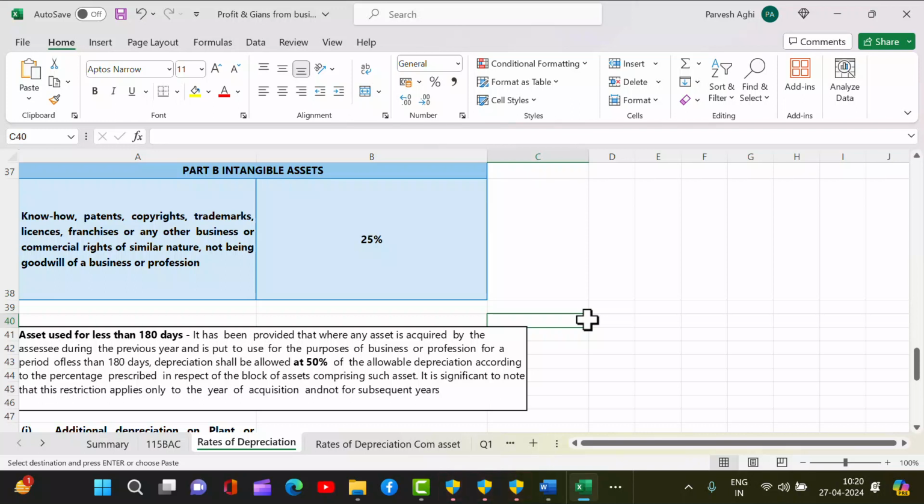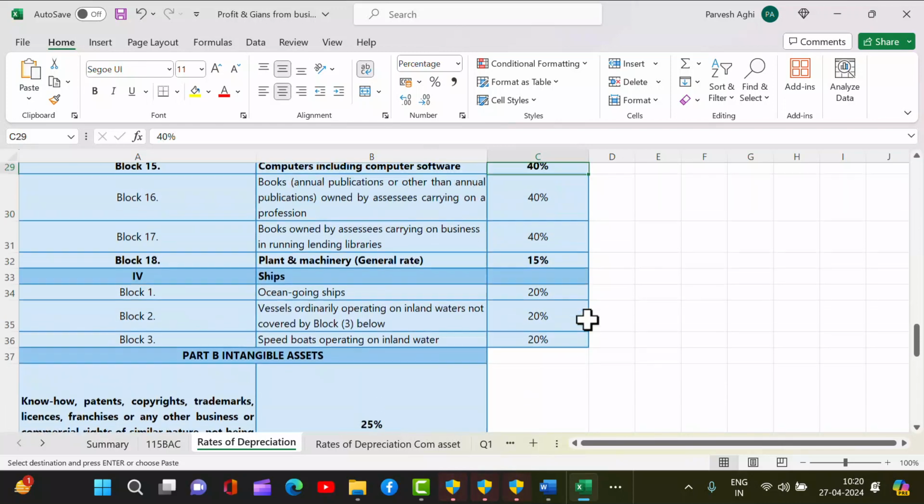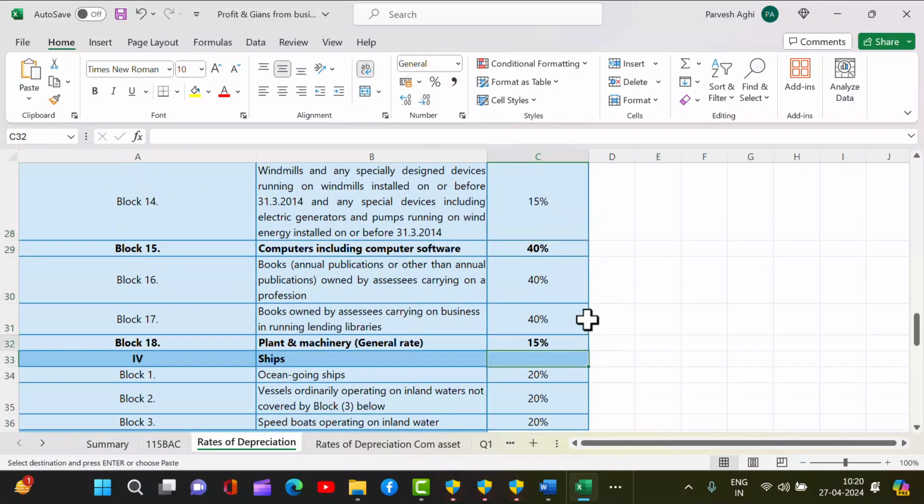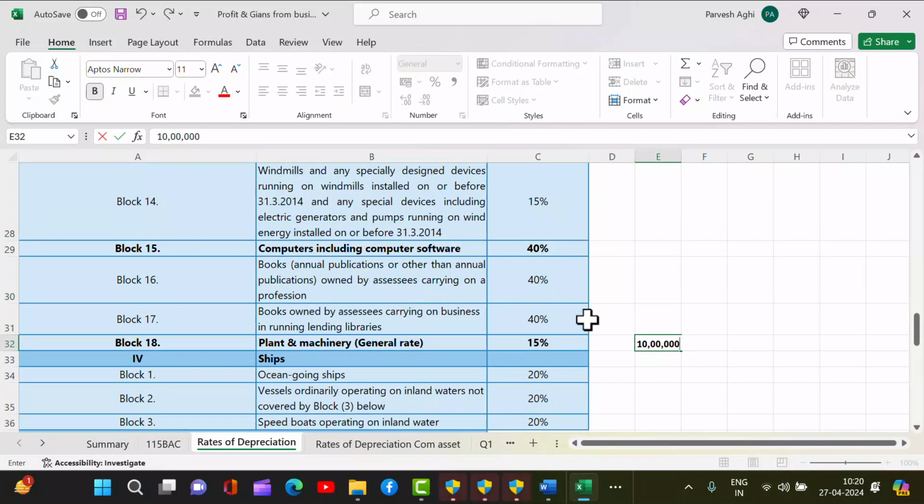Okay. Suppose you bought a plant for 10 lakhs and you have used it for only 2 months. For plant and machinery, let's check what the rate of depreciation is. It is 15%. So, for example, you have purchased a plant costing you 10 lakhs. Now the rate of depreciation is 15%.